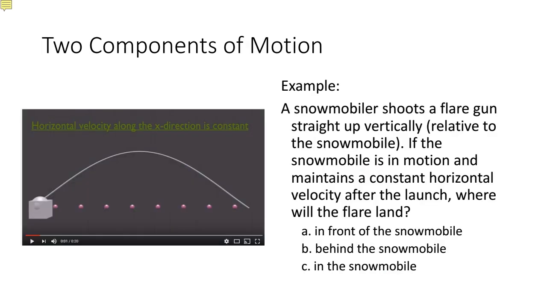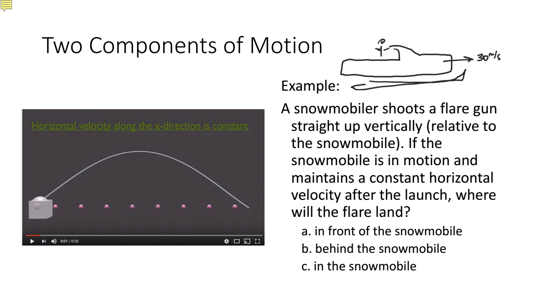An interesting thought exercise about this is to imagine a snowmobiler shooting a flare gun straight up vertically. Here's a very small snowmobiler and a very big snowmobile. Let's say the snowmobile is moving forward at 30 meters per second, and the snowmobiler decides to shoot a flare. If the snowmobile is in motion and maintains a constant horizontal velocity, meaning it's not accelerating horizontally or speeding up or slowing down, where will the flare land in a vacuum? Will it land in front of the snowmobile, behind the snowmobile, or in the snowmobile?